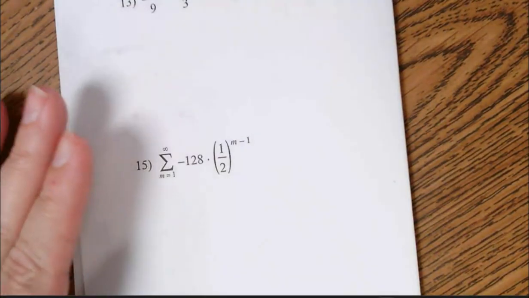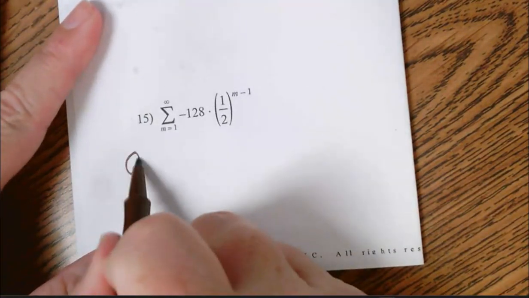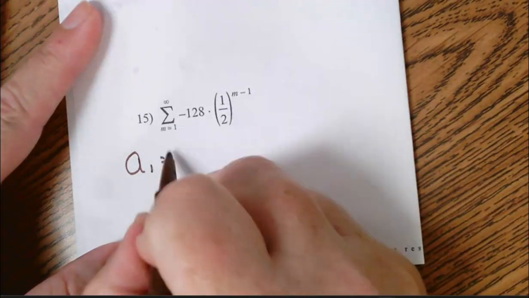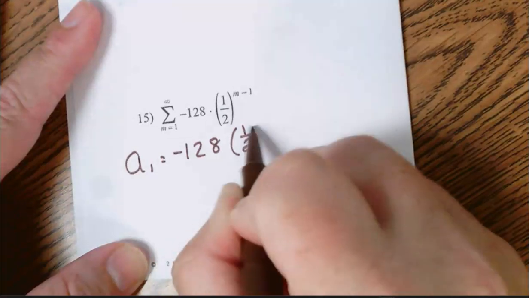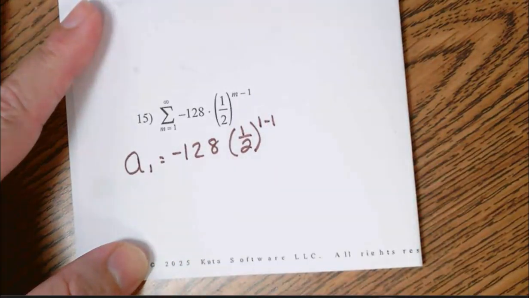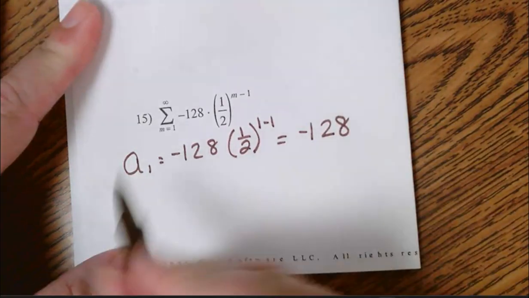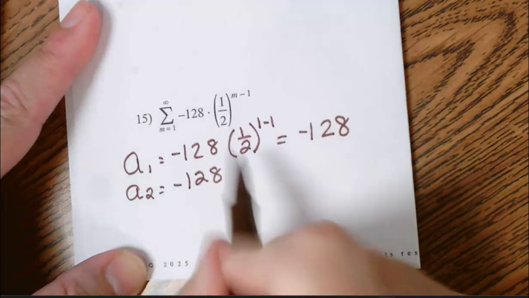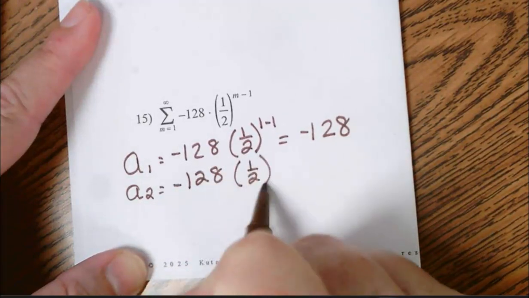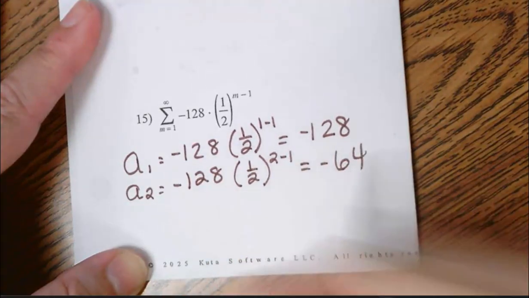Now let's go back to the summation notation here. First thing you want to do is find your first term. So 128 times 1/2 to the 1 minus 1, and this comes out to be -128. You're going to find your second term, -128 times 1/2 to the 2 minus 1, and you're going to get -64.